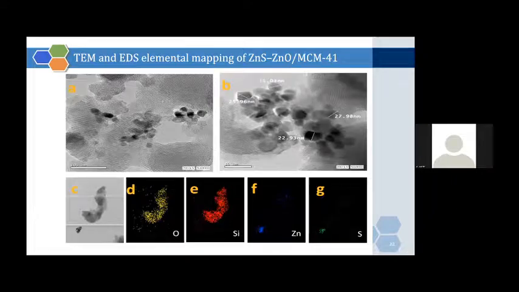This is the TEM and EDS, or energy dispersive X-ray spectroscopy, for the composite sample, zinc sulfide, zinc oxide, MCM, exhibiting the elemental mapping of oxygen, silicon, zinc, and sulfur. The presence of these elements supports the composition of this composite, indicating homogeneous distribution of zinc oxide and zinc sulfide on MCM-41, confirming the heterogeneity.